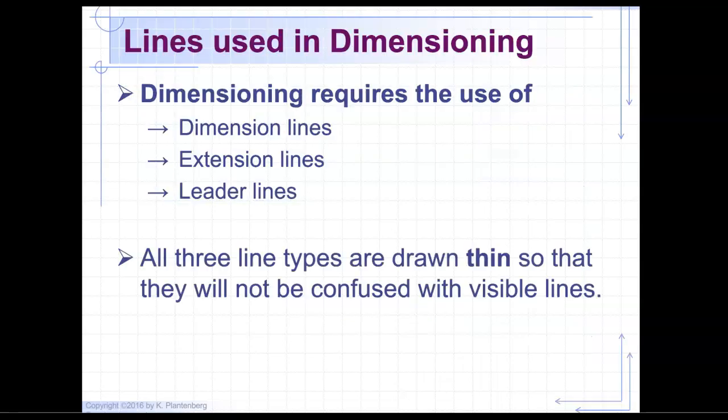So we're going to start here with the appearance of a dimension. As you can see, we are going to use dimension lines, extension lines, and leader lines. Now, if we were typically board drafting, the standard basically has two line thicknesses, either thin or thick. In the case of all three of these line types, they are thin lines, so they won't be confused with other visible object lines that would be on the drawing as well.